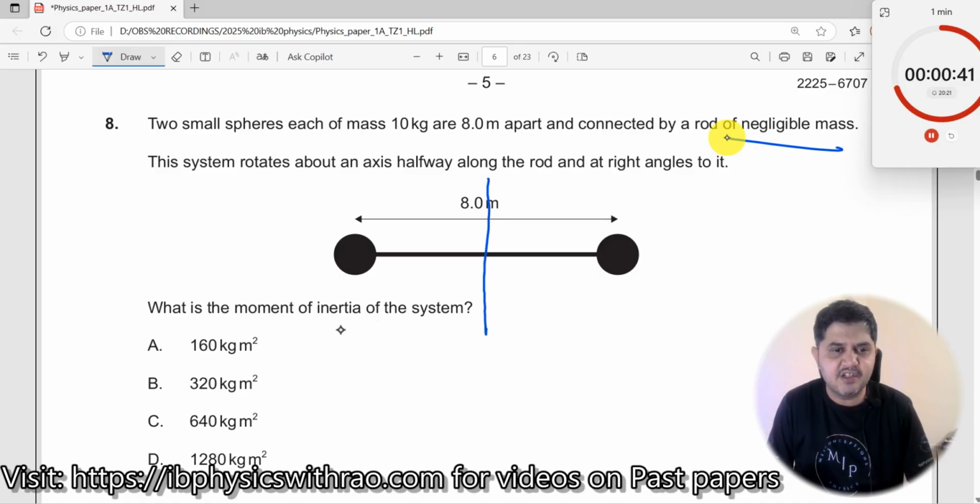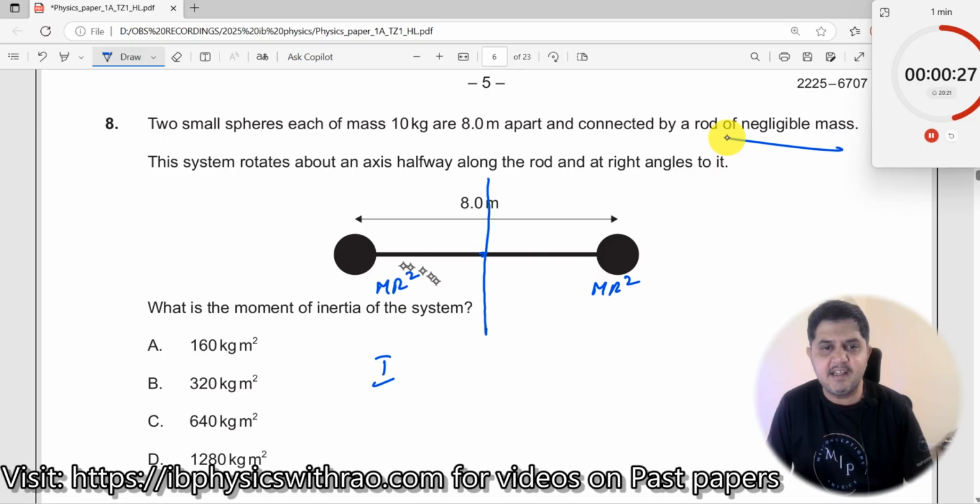What is the moment of inertia of the system? See, these are point particles. Point particles with respect to this point, the moment of inertia of this would be mr square here, mr square here. Since moment of inertia is a scalar quantity, you can always add up these two, which should now be I total equal to mr square.